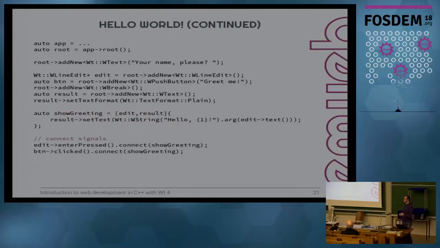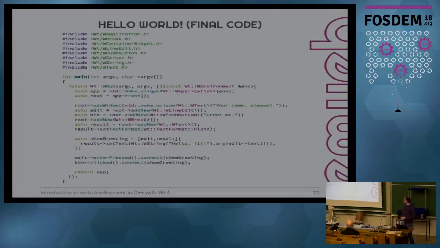And then you can just connect up the signals, so you connect the enter pressed signal of the edit to the showGreeting function and connect the clicked signal of the button to the showGreeting function too. So that's the final code.